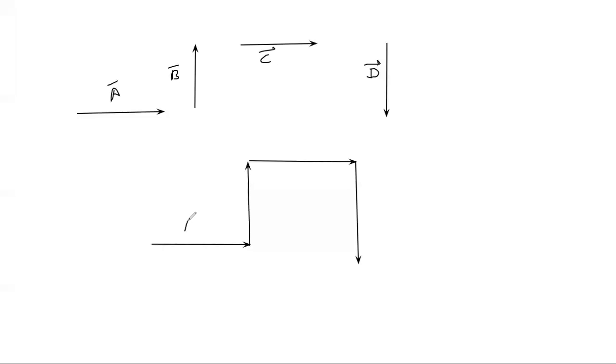A vector plus B vector plus C vector plus D vector. So if we want to draw the resultant, the resultant direction is from the first tail to the last head. So this is the direction for the resultant vector.